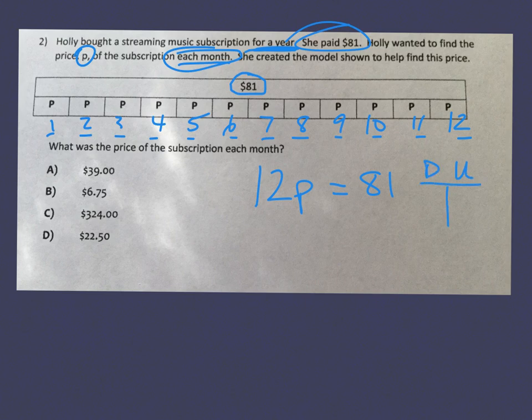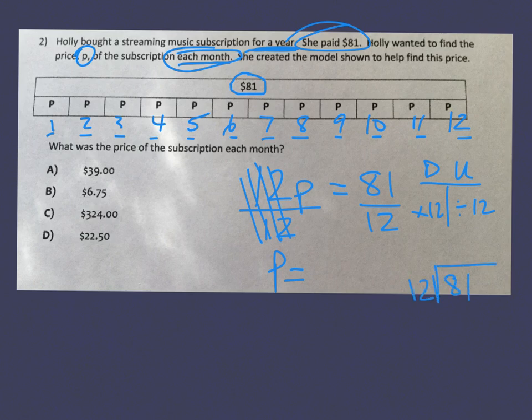What's happening to P? It's being multiplied by 12. So what are we going to do for the undo? We're going to do the inverse, or divide by 12. We divide by 12, both sides of our equation. 12 divided by 12 is 1, which leaves us with 1P, or just P. 81 divided by 12 is how we're going to find our solution.